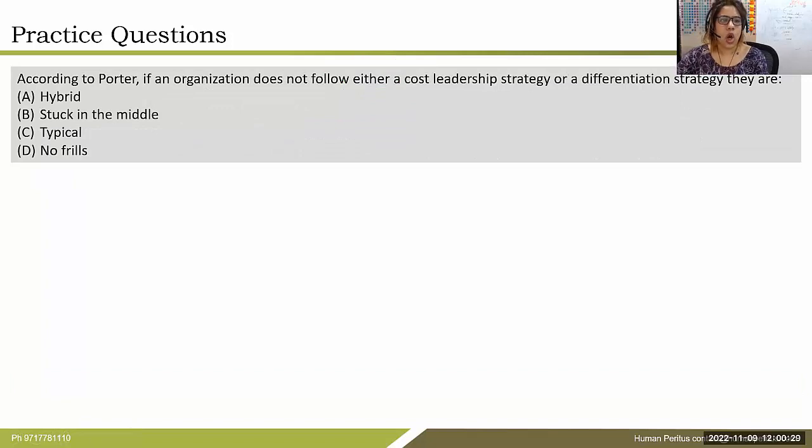Okay. According to Porter, if an organization does not feature either a cost leadership strategy or a differentiation strategy, they are... very easy questions, answers by everyone. They are B. Yes, they are stuck in the middle. They are stuck in the middle.